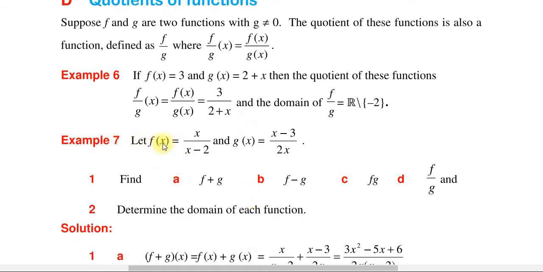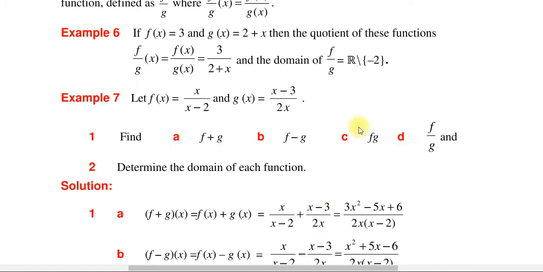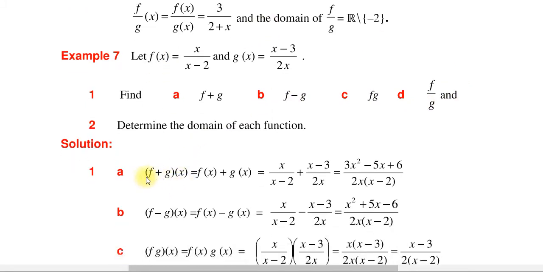Let us see another example. Let f of x equal to x over x minus 2 and g of x equal to x minus 3 over 2x. Find a) f plus g, b) f minus g, c) f times g, and d) f over g, and also determine the domain. Okay, so here all four operations are present: summation, subtraction, multiplication, and division.